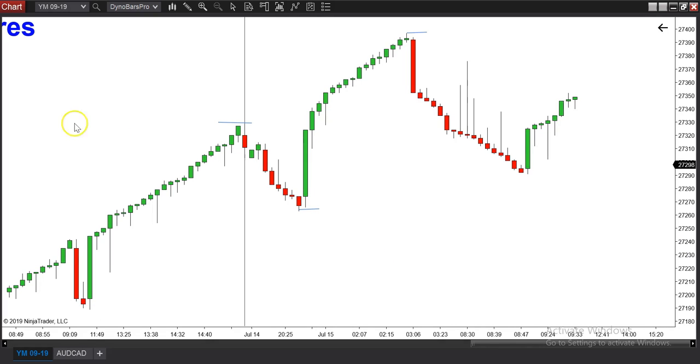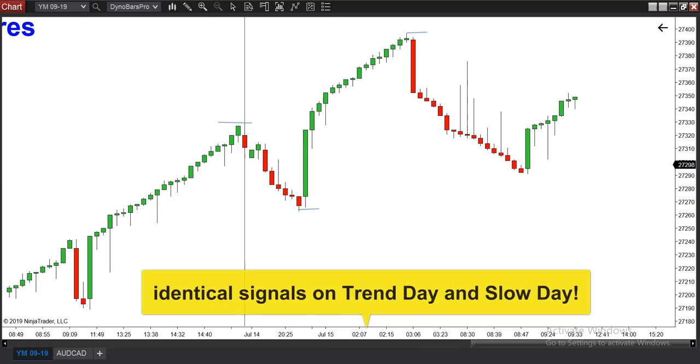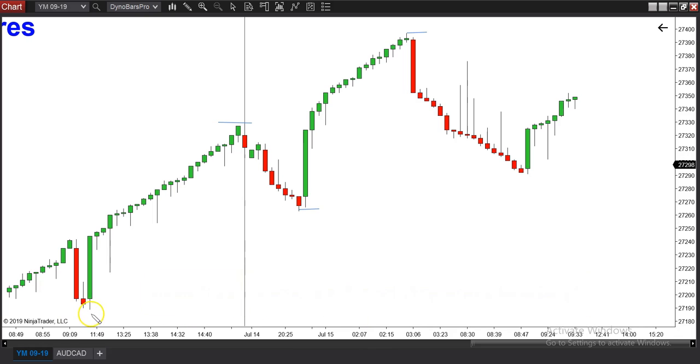Trend day on the left, slow day on the right. So far so good. But can you see that the signals are still beautiful? Here's a long signal right here on the trend day. No problem. We draw our high, we draw our low, and we wait for price to retrace into that zone. It does. There's our retracement, and just like that, we grab a quick 90 points on the Dow.